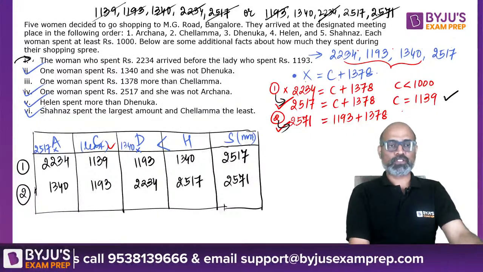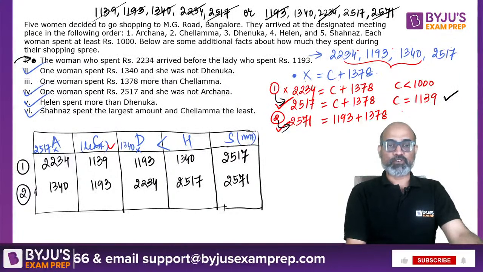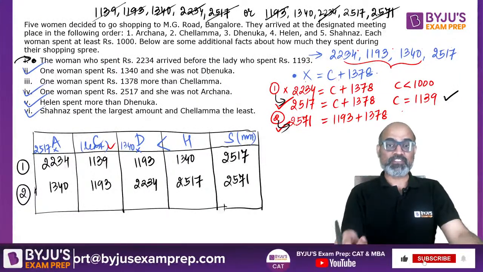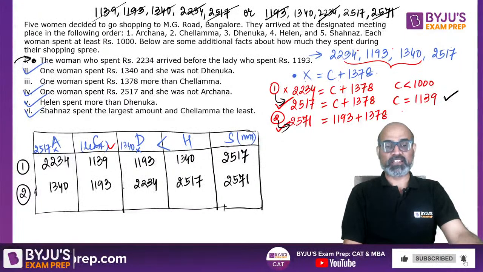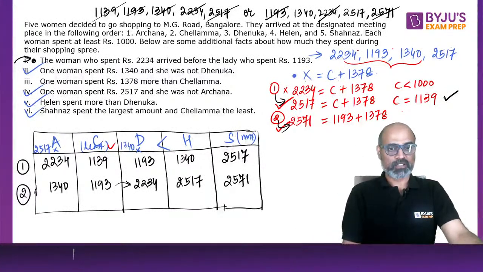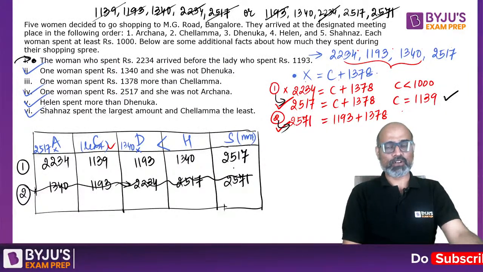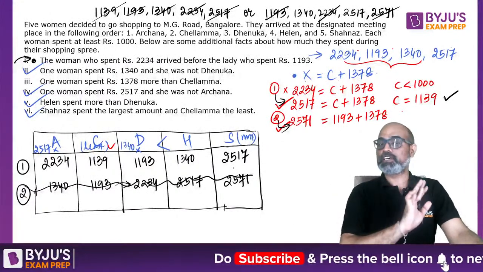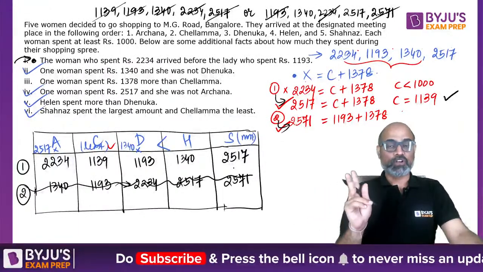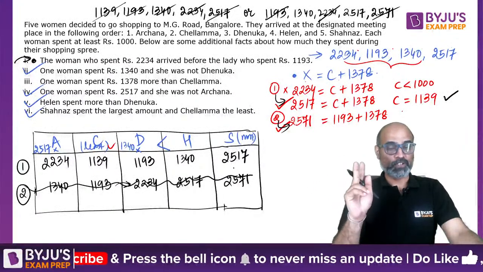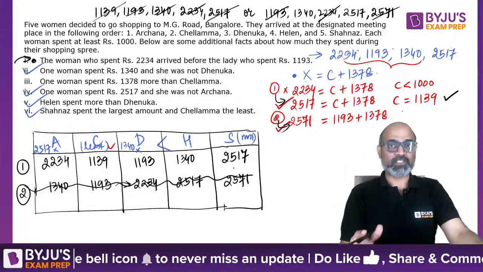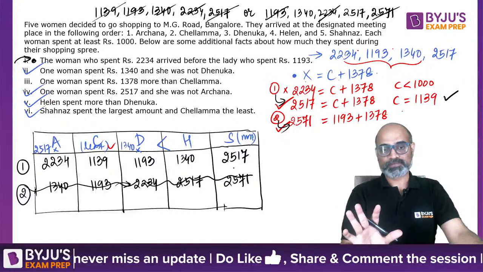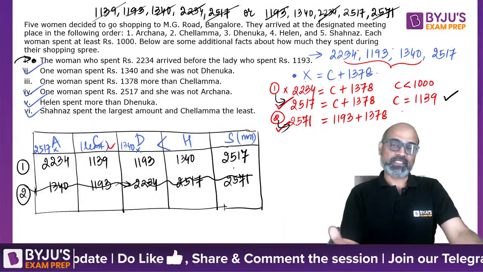Let's go to the first statement again. The woman who spent 2234 arrived before the lady who spent 1193, but here she arrives post her, after her. So in this second case, the values looked perfect, but because of the first statement condition, it will not work out. So out of the two possibilities that we received, one possibility has to be discarded because it doesn't work. So these are the amounts that they spent.